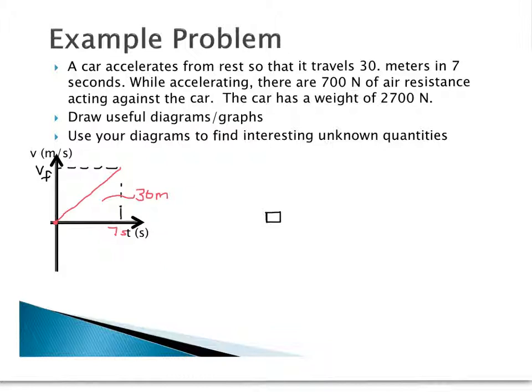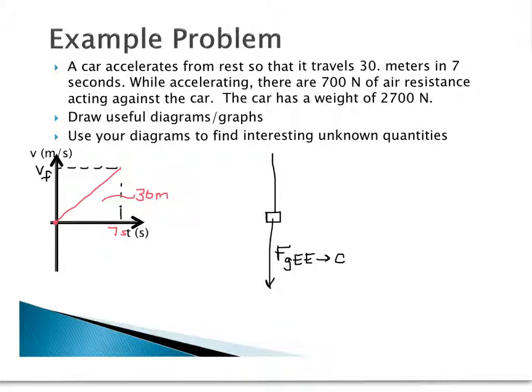While accelerating, there are 700 newtons of air resistance acting against the car. Well, newtons, that's a force. That's going to go on the force diagram. So I'm going to start the force diagram for my car. I'm going to assume that the car is on this planet, so there's a force of gravity that the entire Earth applies to the car.